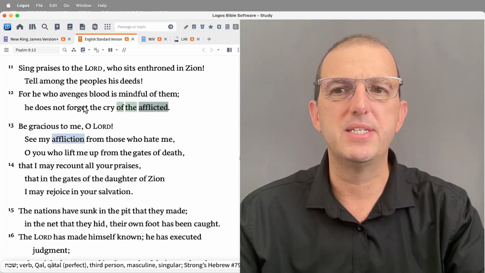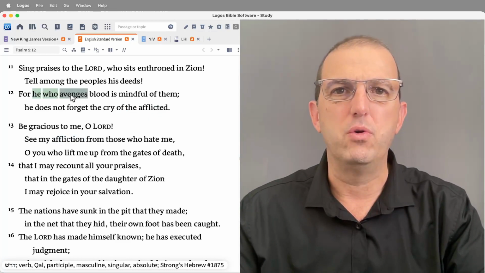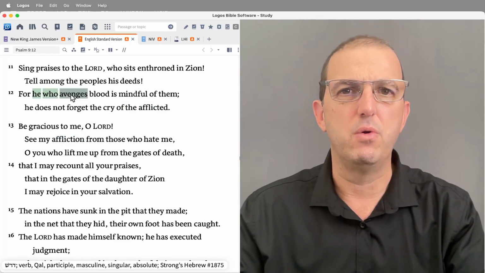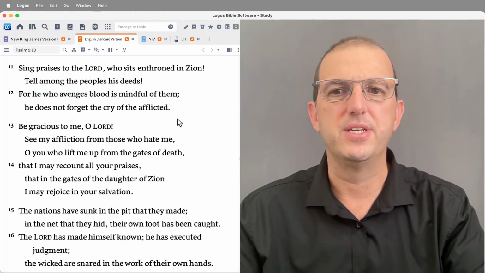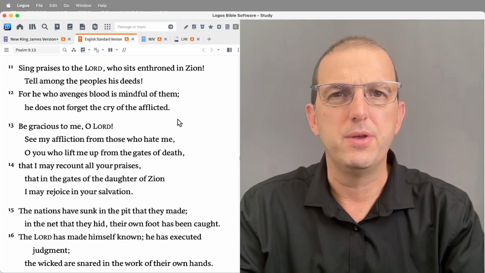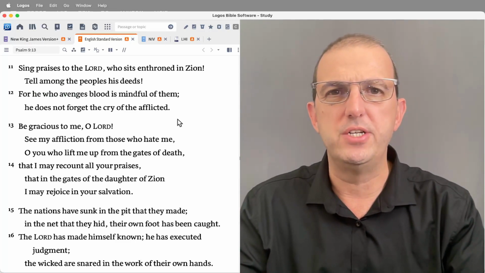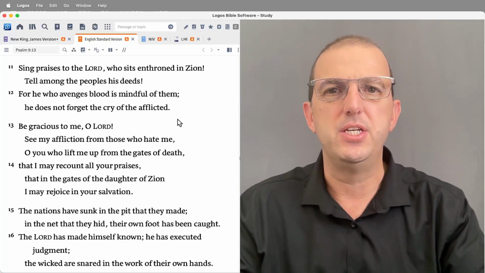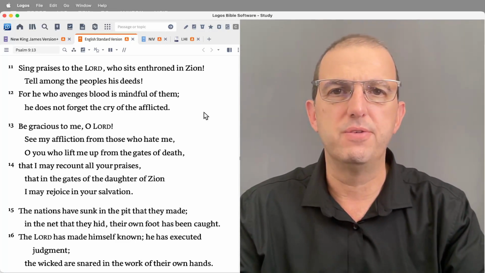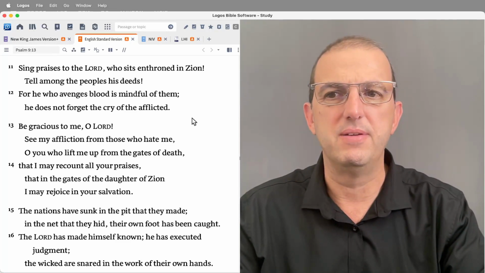So we see simultaneously here God as the avenger and also as this place of safety or refuge for the afflicted, and he's praised for both of those. Isn't that an interesting thought? That we praise Yahweh both in his role as righteous judge and avenger and in his role as compassionate, merciful source of comfort and grace in times of need.